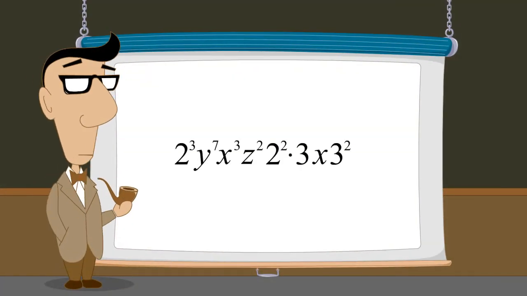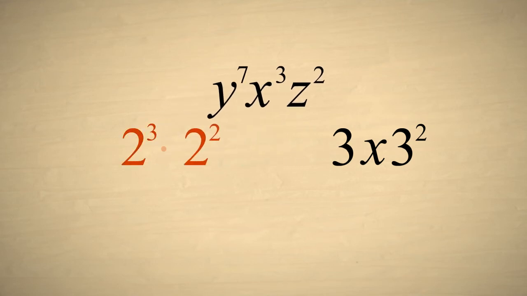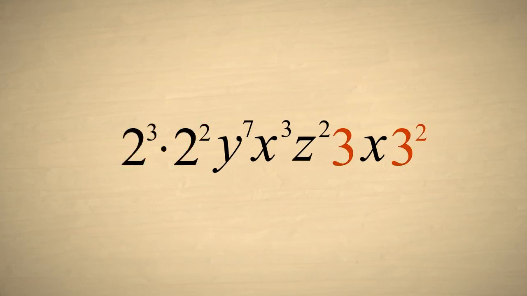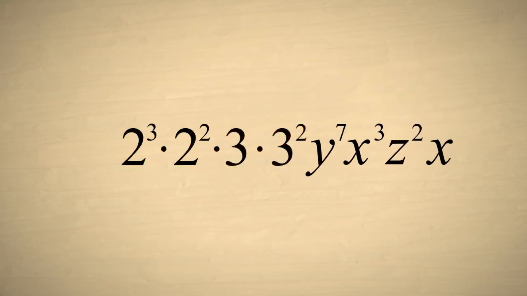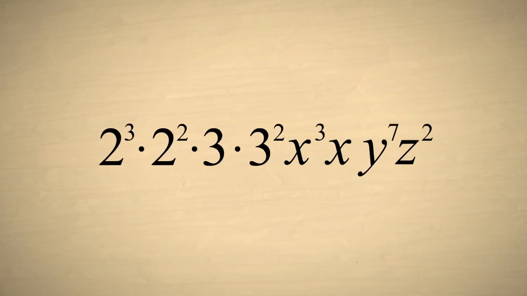In our last example, we will simplify a complicated-looking exponential expression with several variables and numbers. A good place to start is to group like bases together. Let's move all the 2's to the front, followed by the 3's, then the x's, y's, and z's. Now add an exponent of 1 to any term that has no exponent, and combine exponents of terms which have the same base.